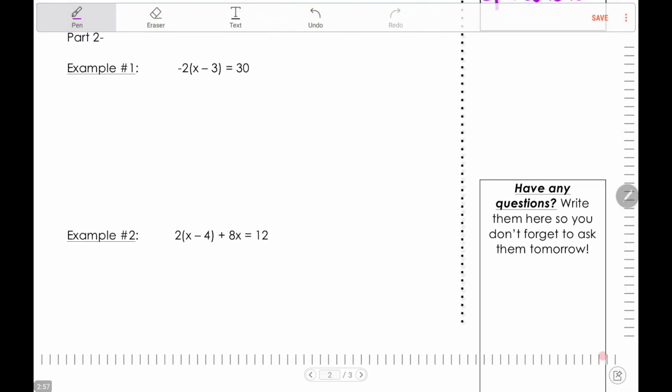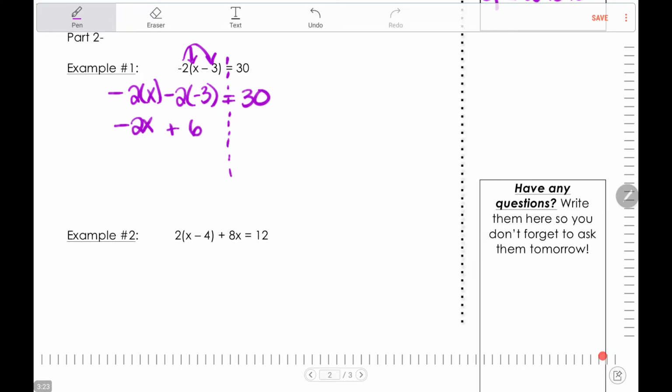Okay, so let's look at example number 1. I have my -2 in the parentheses. That tells me I need to distribute. So when I distribute, I get -2 times x and -2 times -3. Now I need to go ahead and simplify that. -2 times x is -2x. -2 times -3 is positive 6 equals 30. Now I have a 2-step equation. Why don't you go ahead and solve that and then come back and check your answer.